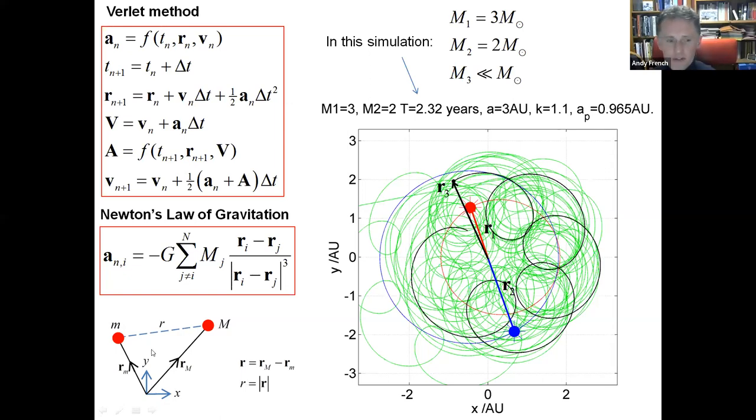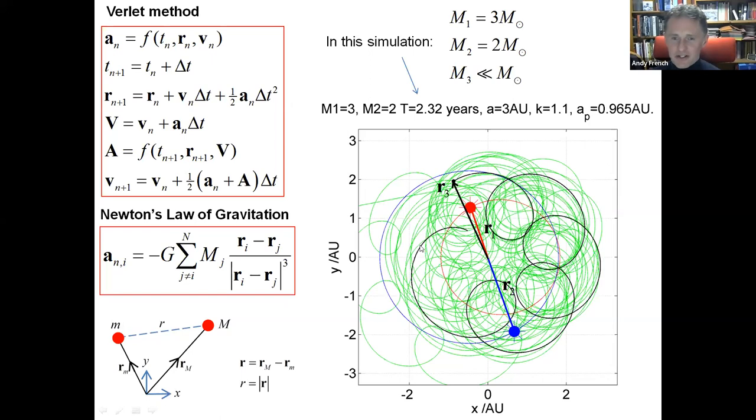So if we look at, say, one of these little black masses there, we are looking at the force of gravity due to the mass of this one, the red star, and the force of gravity due to the blue star. So the M_J would be three solar masses for one of them or two solar masses for the other. And you could do that for any number you like.